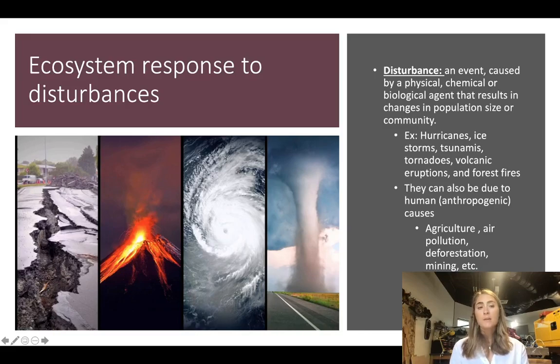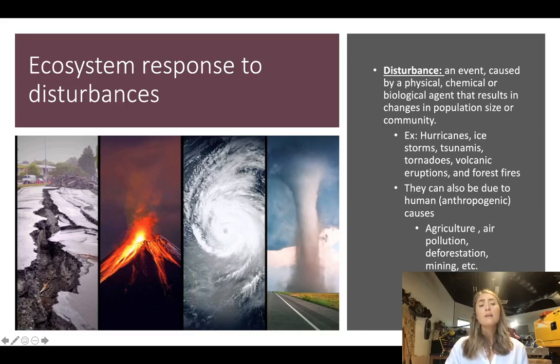I've mentioned a couple times ecosystems and their response to disturbances and how that affects biodiversity, but let's talk about what a disturbance is. A disturbance is any event caused by physical, chemical, or biological agents that results in changes to that ecosystem, whether it be population size or community. It could be something natural like a hurricane, a fire, a volcanic eruption, a tornado, an earthquake, etc. It can be anthropogenic, which is what we see more of. Introduction of agriculture, air pollution, deforestation, mining, climate change, all of those are considered disturbances, and they're going to take that ecosystem out of its regular equilibrium.